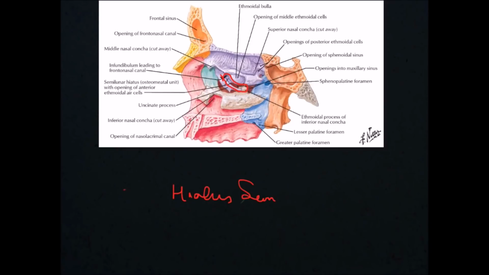So hiatus semilunaris is present between, this is another very important question, the ethmoidal air cells leading to the formation of bulla ethmoides and the uncinate process, which is a sickle-shaped bone, a part of the ethmoid bone. So everything is clear from this diagram. We can recapitulate. This is the bulla ethmoides, and just below this is the sickle-shaped bone, that is the uncinate process. The gap between the two is the hiatus semilunaris.